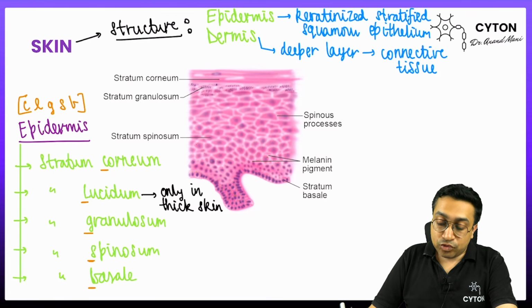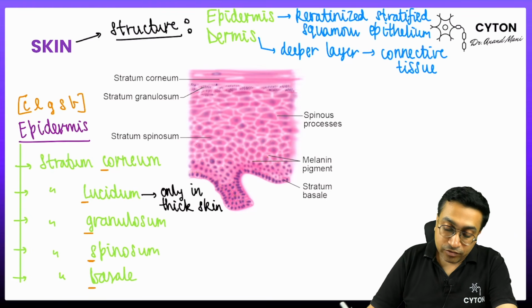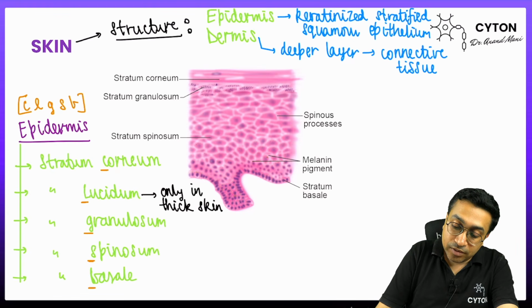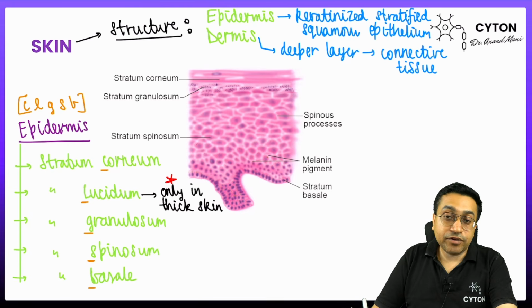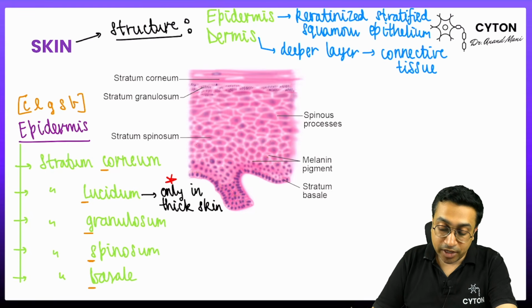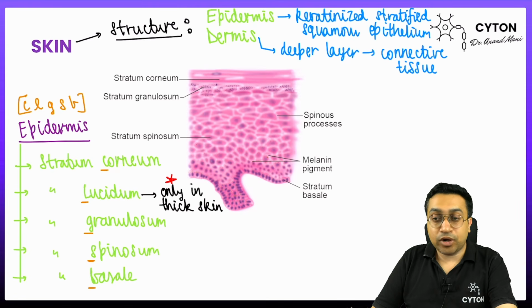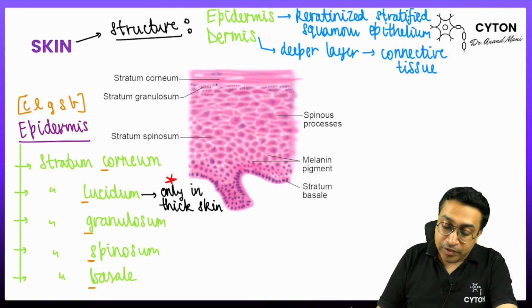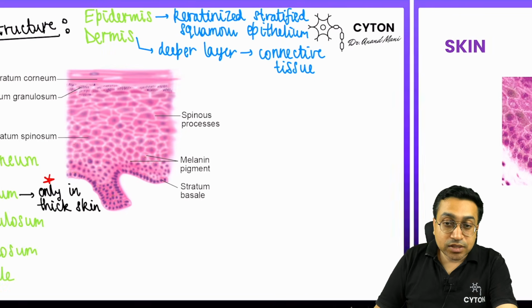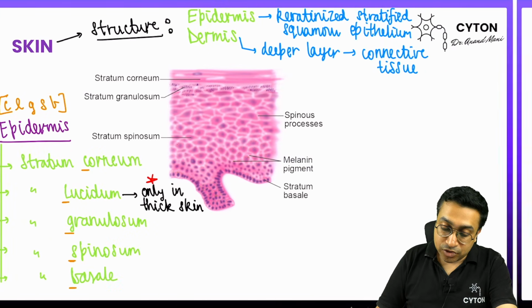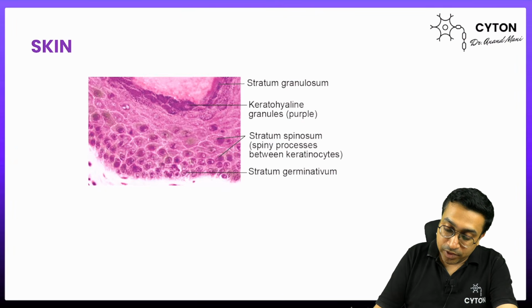Okay. So stratum lucidum is the one which is present only in the thick skin. This is important, and if it is present in the thick skin, in that case it lies between the stratum granulosum and the stratum corneum, okay. So easy. So next we come to the stratum basale first, okay. So let us discuss them one by one.